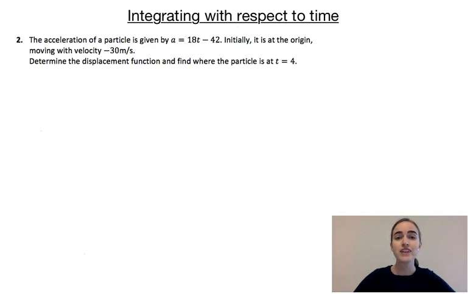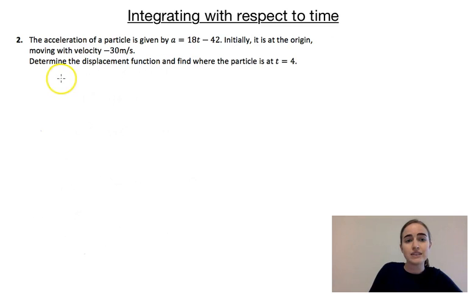Our second question has us starting with acceleration instead. So it says the acceleration of a particle is given by a equals 18t minus 42. Initially, it is at the origin, moving with velocity of minus 30 meters per second. The question asks us to determine the displacement function and then find where the particle is at t equals 4.